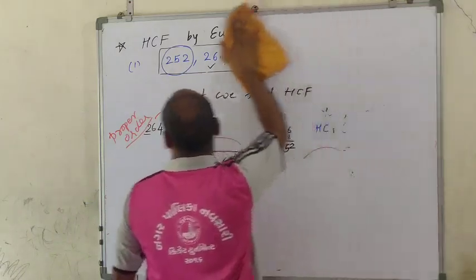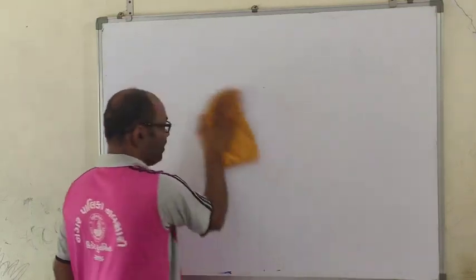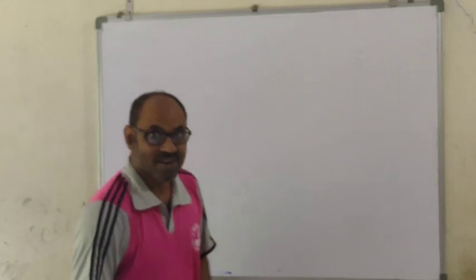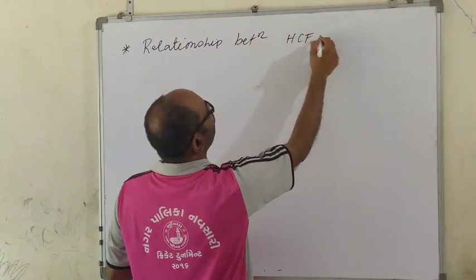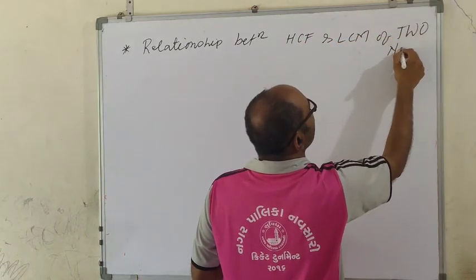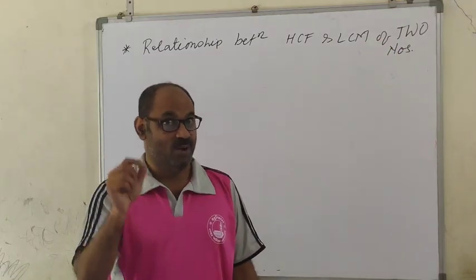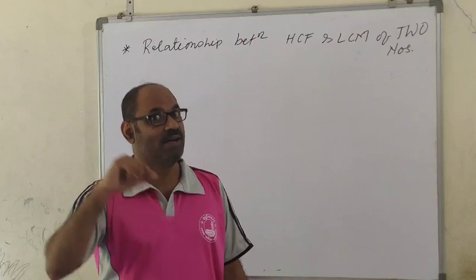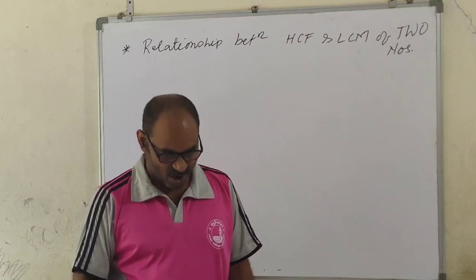The last concept now, and that is relationship between HCF and LCM of two numbers. Children, let's see. A relationship between HCF and LCM of two numbers. Alright? We'll have to observe and understand to establish the relationship between any two numbers and their HCF and LCM. I'll take two examples. Observe them properly.